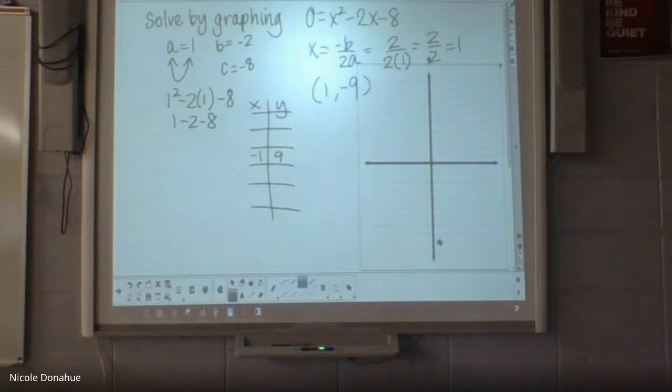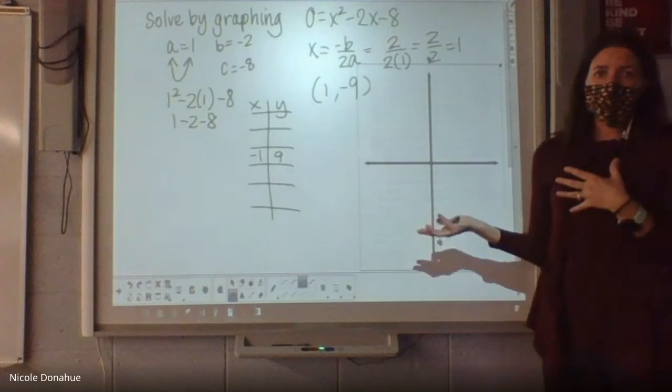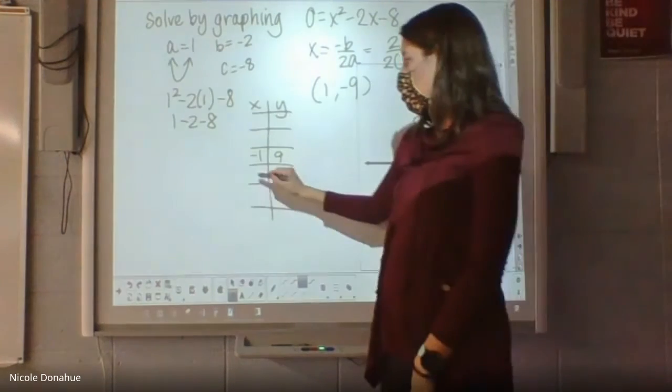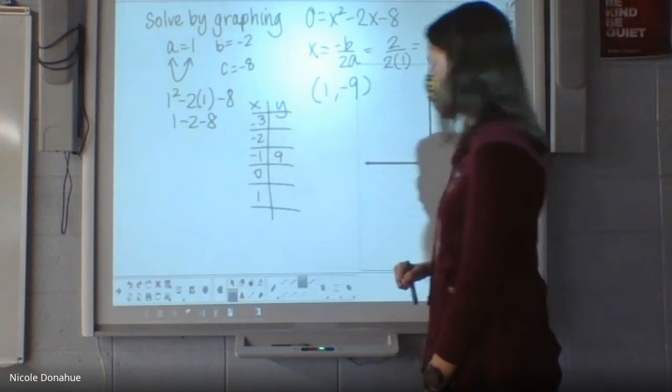Now I'm going to pick other points close to that x coordinate so that I can use that symmetry and make sure everything fits on my graph really nicely. So I'm going to pick numbers bigger and smaller than -1. So I'm going to go 0, 1, -2, -3.